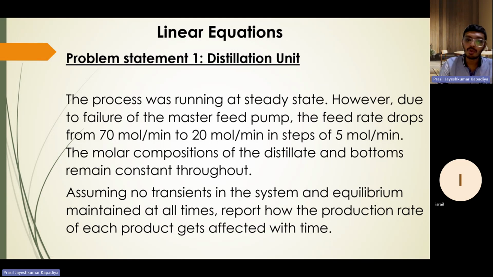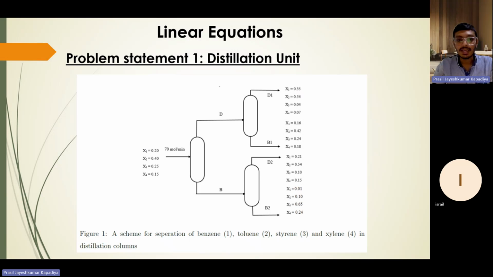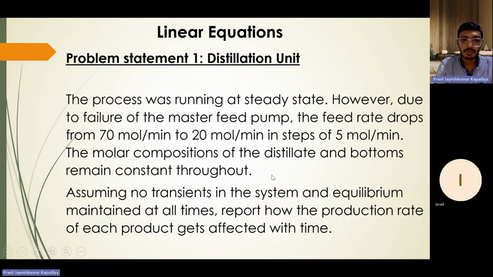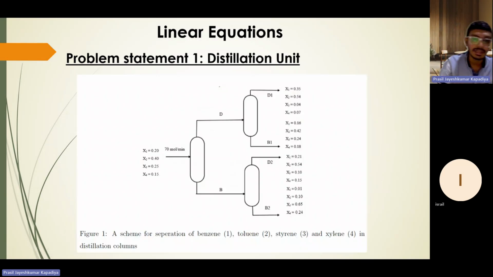But the molar compositions of the distillate and bottoms remain constant throughout. So our compositions are not changing, only flow rates are changing, assuming no transients in the system and equilibrium maintained at all times. So the problem statement is saying that equilibrium is not ruined. Report how the production rate of each product gets affected. Just because the flow rate is reducing, composition is not getting affected, but our production will obviously be affected because of the overall mass balance. So we are supposed to show how this is getting affected.